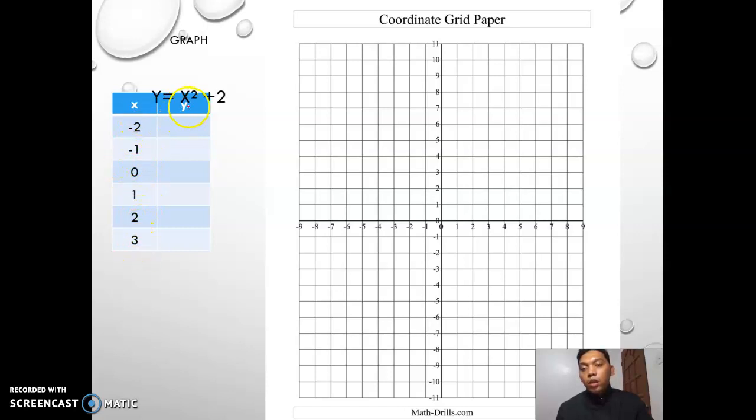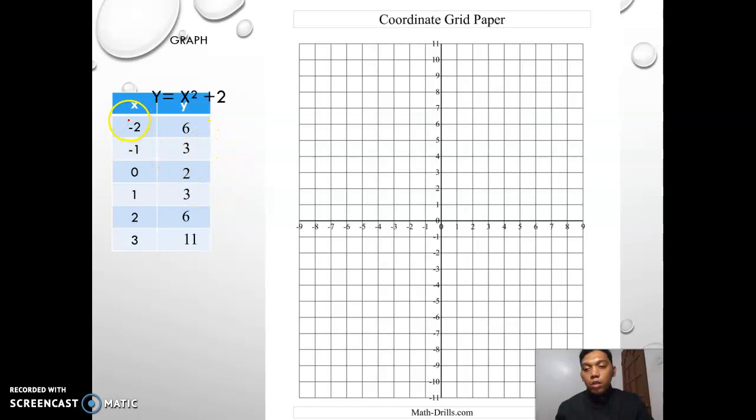So how do we get the y? You simply substitute the x values here. For example, negative 2 squared is 4, plus 2, that's 6. Negative 1 squared is 1, plus 2, that's 3. 0 squared plus 2 is 2. 1 squared is 1, plus 2, that's 3. 2 squared is 4, plus 2, that's 6. 3 squared is 9, plus 2 is 11.